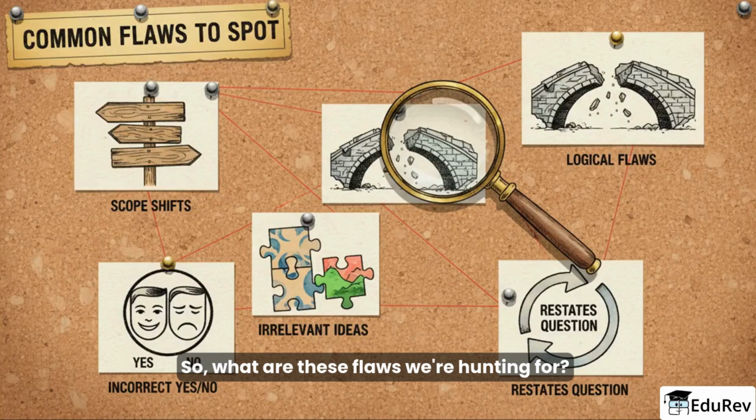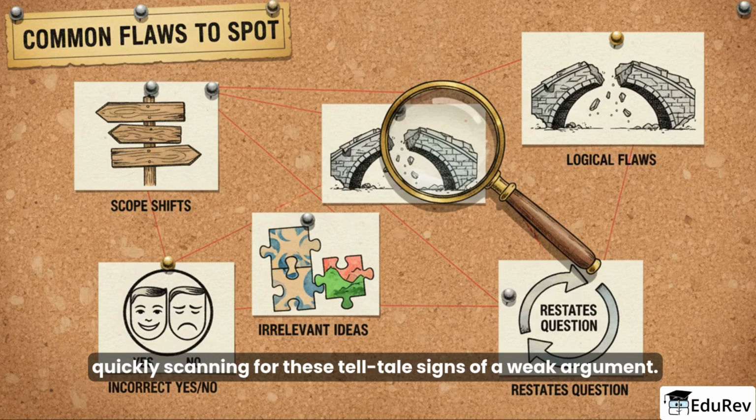So, what are these flaws we're hunting for? Well, the biggest one is the scope shift. That's when an answer sneakily changes the topic. Then you've got basic logical flaws where the reasoning just falls apart. You'll also see totally irrelevant points, or answers that say yes but then argue no. Our job is to be a detective, quickly scanning for these telltale signs of a weak argument.